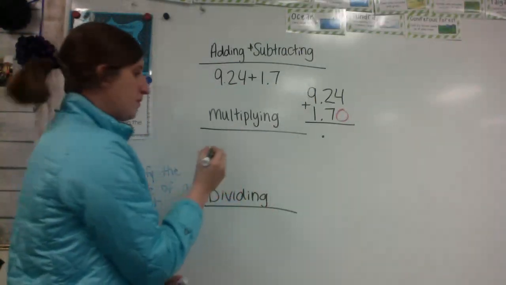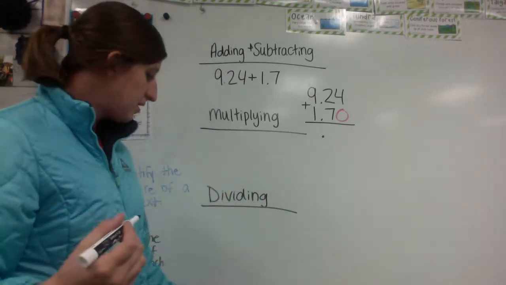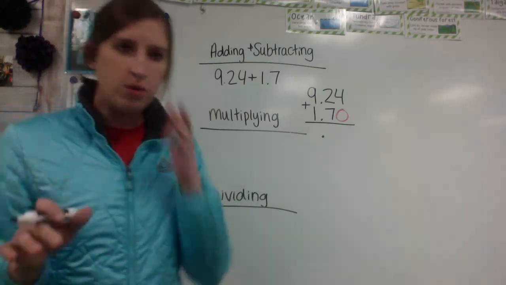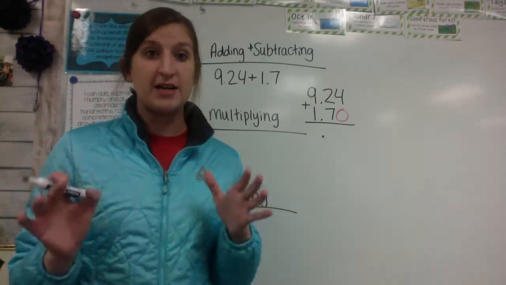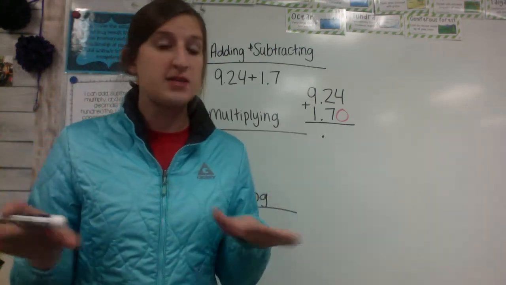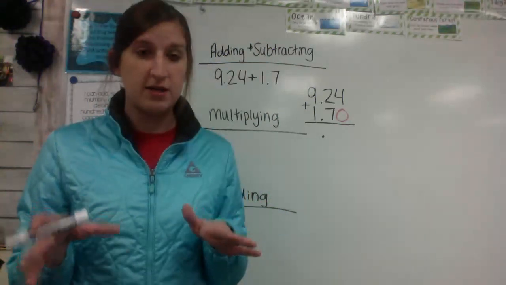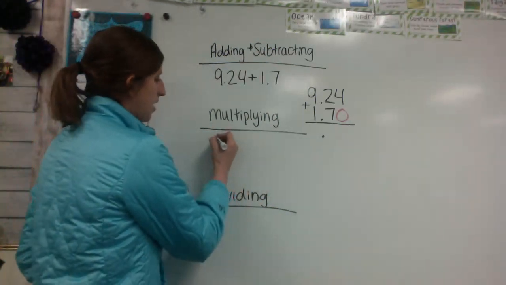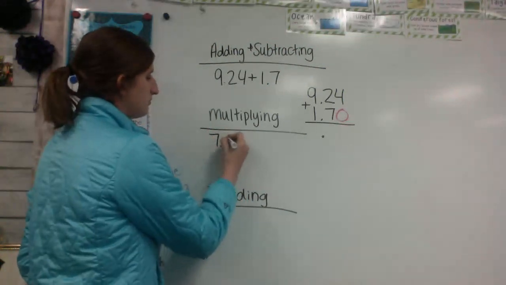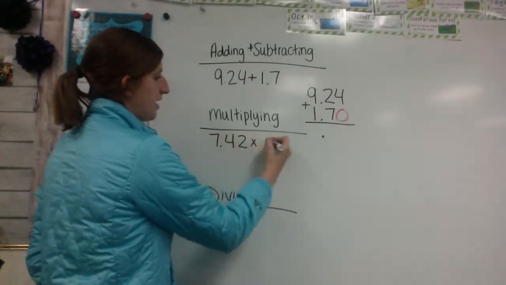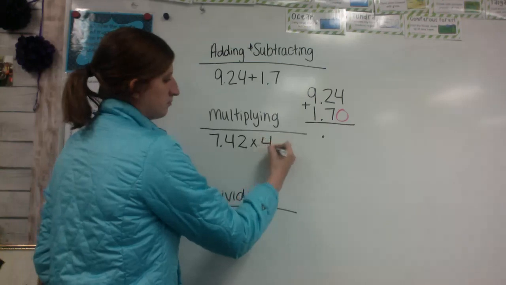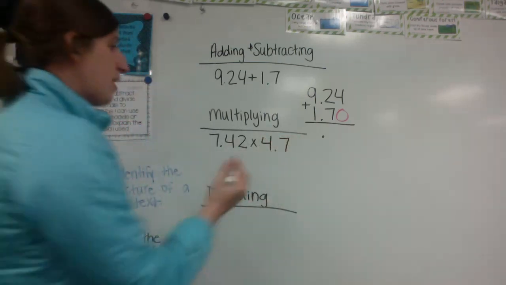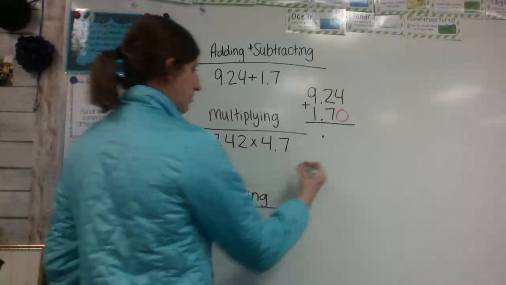Multiplying decimals, you are basically treating multiplying decimals like normal multiplication until the very, very end. It's all exactly the same as it's always been, the standard algorithm, until the very end. So let's say this is my problem. I'm going to set it up like I would to be able to solve it.